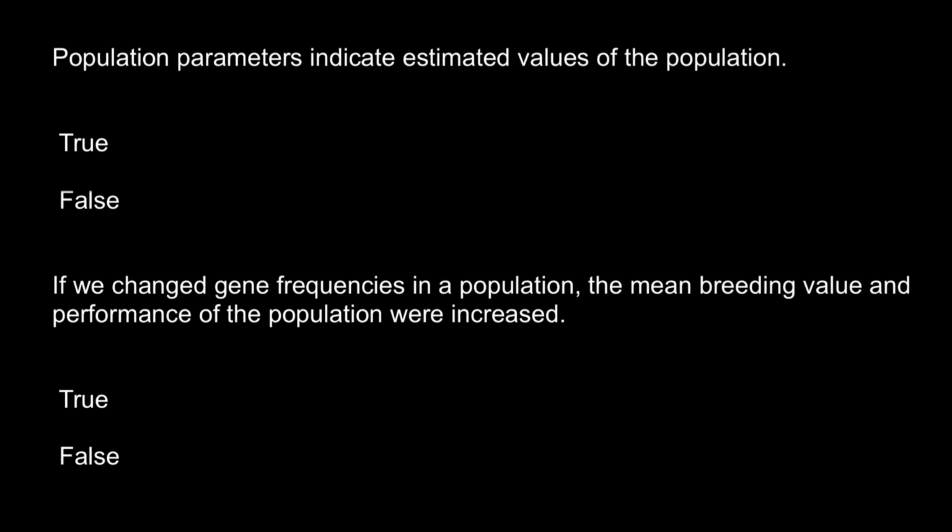Examples include true population means, variances, and standard deviation, true correlations between traits, and true heritabilities. On the other hand, sample statistics estimate population parameters. They are derived from the sample data taken from the population. Examples include heritability estimates, estimates of the variance, and so on.